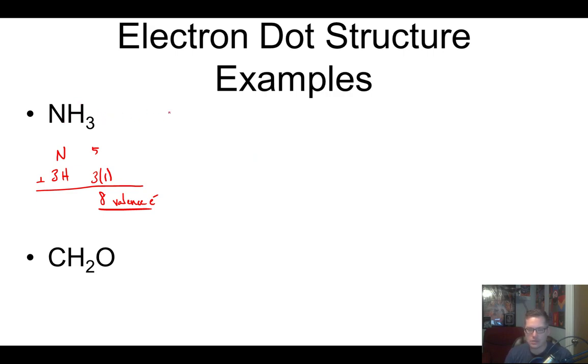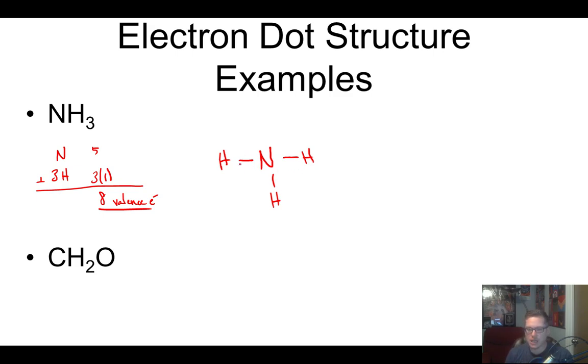Well, I already know hydrogen can't be in the middle, so it has to be the nitrogen. All right, so I'm going to go ahead and bond this guy up to my hydrogens here. So I put that in the middle and just attach everything else to it. Now we have to think about satisfying the octet rule. Hydrogens, remember, they only want 2.